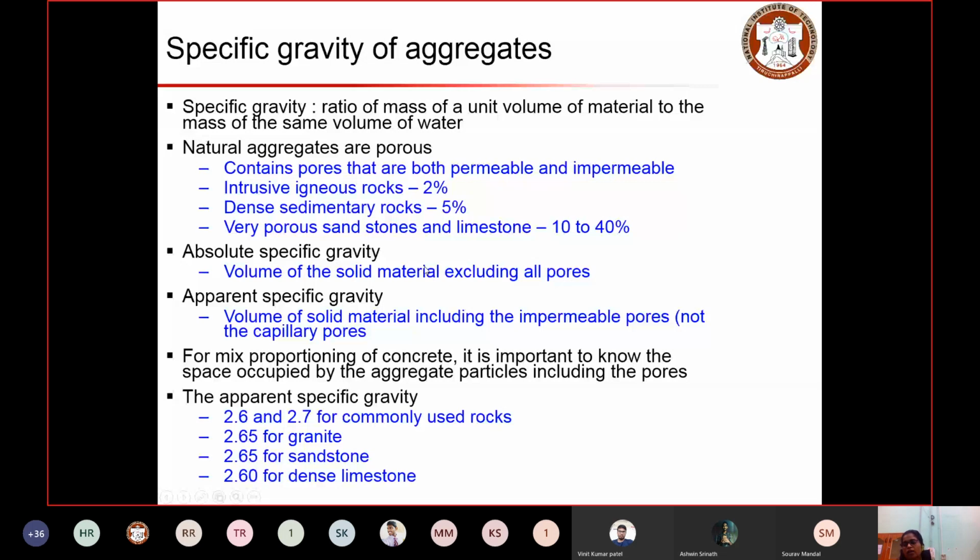This gives the different ranges of apparent specific gravity for different types of rocks. It is commonly used, and typically the specific gravity of aggregate ranges from 2.6 to 2.7 for the different kinds of aggregates that we have. Now let's look at the density of aggregates.